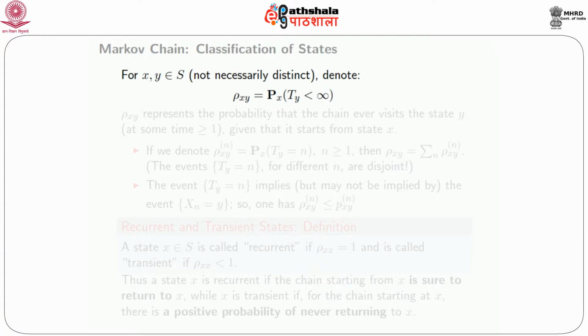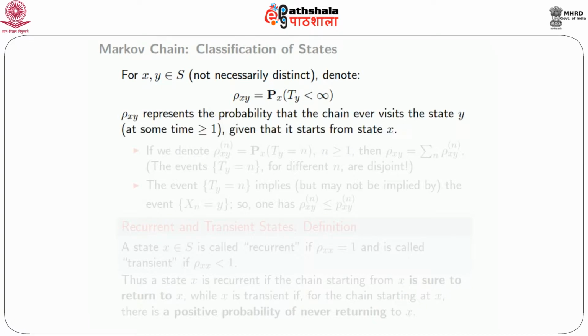Remember, Px is a notation for the conditional probability of any event given that the chain starts at x. So rho_xy therefore represents the probability that the chain ever visits the state y at some time greater than or equal to 1, given that it starts from state x. Loosely, you can think of it as the probability of hitting y starting from x.